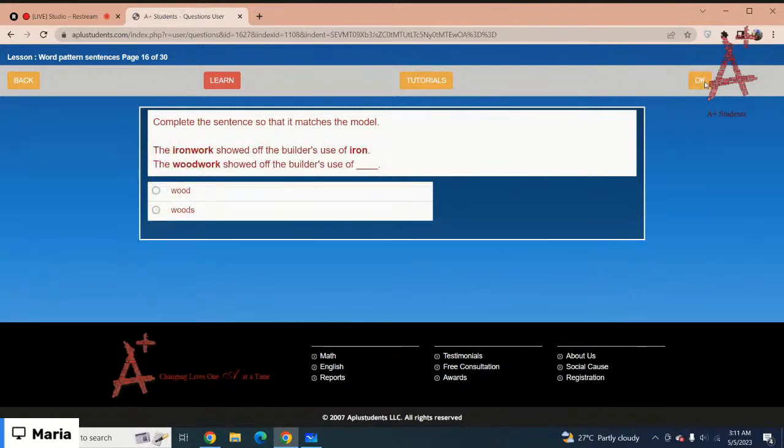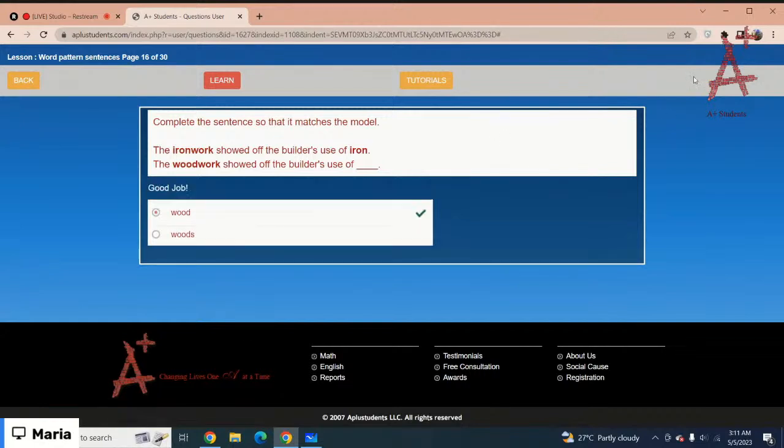The ironwork showed off the builder's use of iron. The woodwork showed off the builder's use of dash. It would be wood. Woodwork showed off the builder's use of wood.